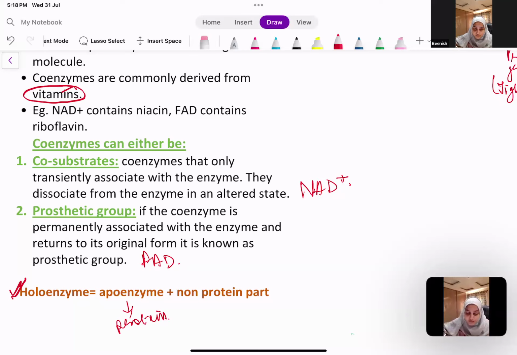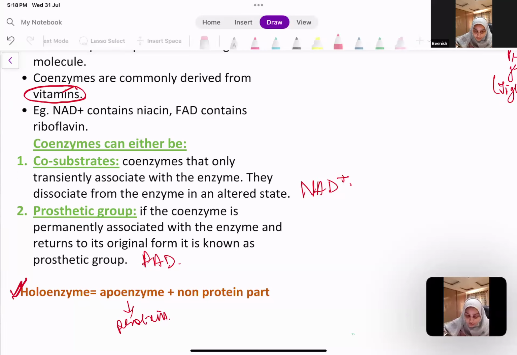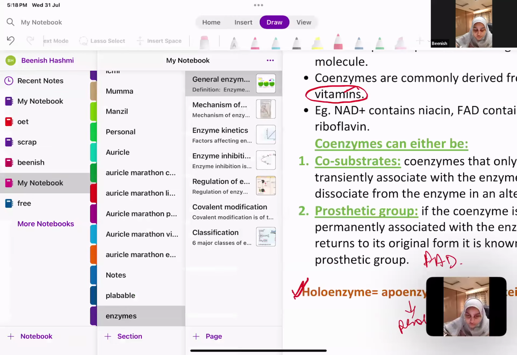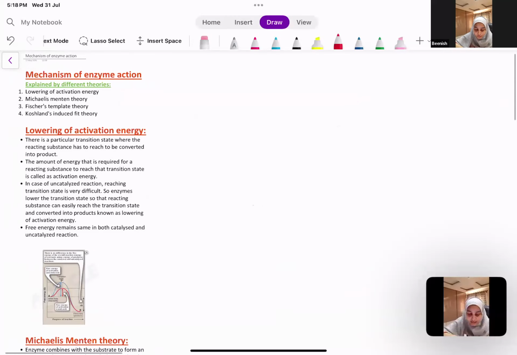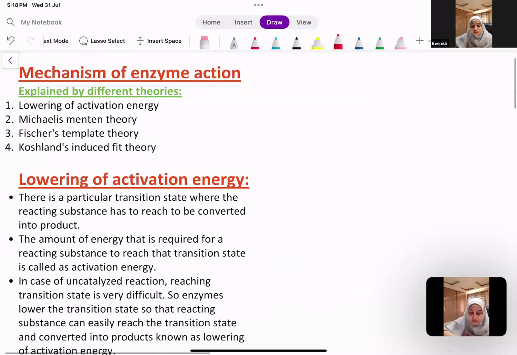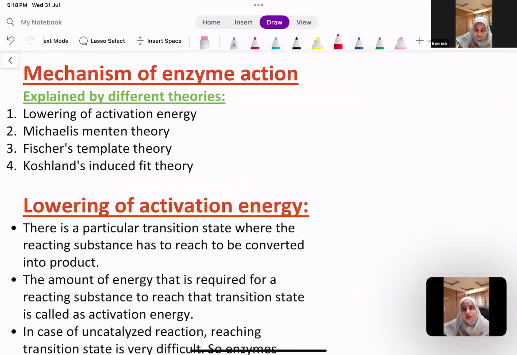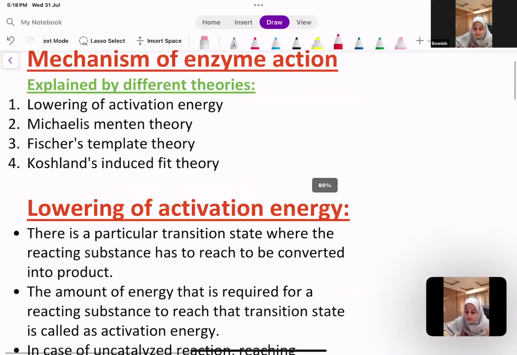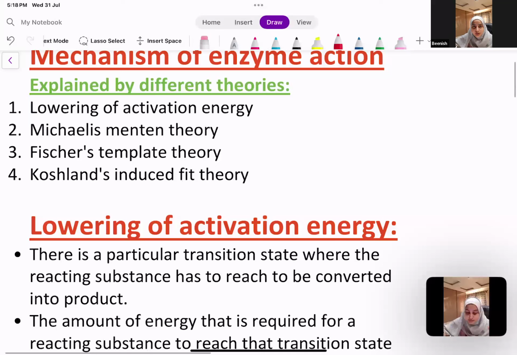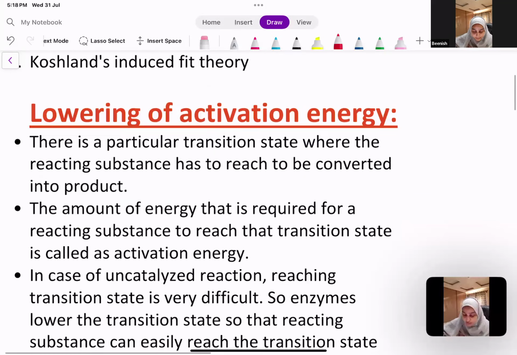Okay, so that was the general enzymology. Now let's talk about the mechanism of action of enzymes. Another very important topic, and we've already seen how many times it has been asked. So the mechanism of enzyme action has been explained by different theories. The first one being lowering of activation energy, then Michaelis-Menten theory, Fischer's template theory, Koshland's induced fit theory. So let's have a look at each of the theories one by one.